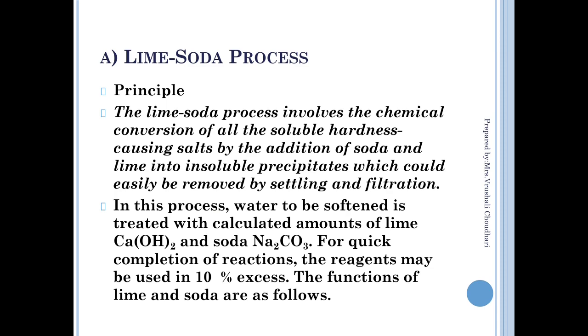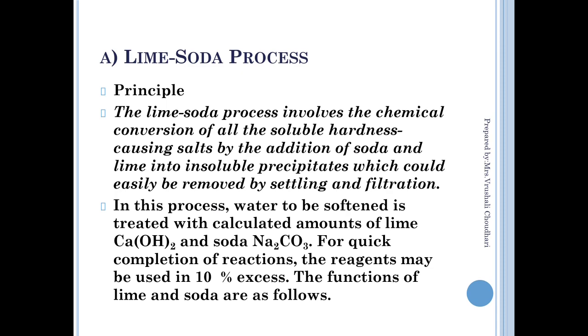What is the principle of the soda lime process? In the soda lime process, we are adding chemicals, lime and soda, to the water, which convert soluble hardness-causing salts into an insoluble precipitate, which can be easily removed by settling and filtration. Soluble means a dissolved salt, so we are converting those dissolved salts into an insoluble, precipitate form. As they become precipitate, they are easy to remove by the filtration process.